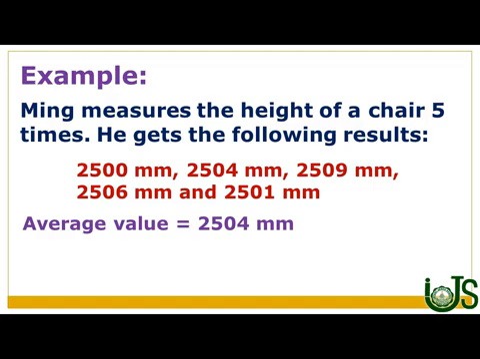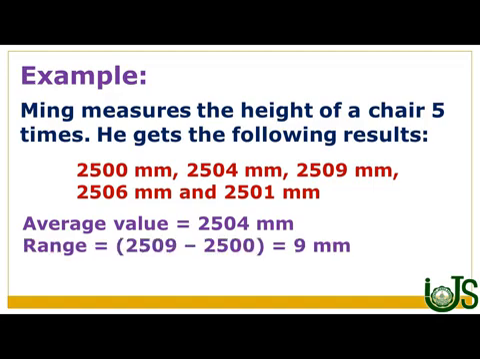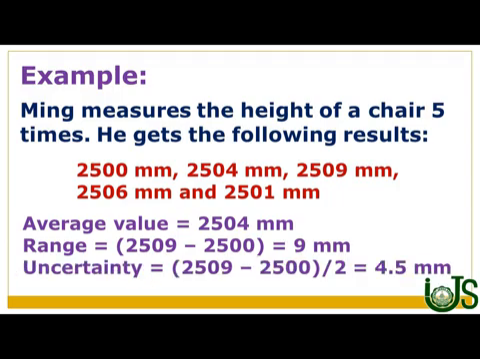And then after that, before getting the uncertainty, you need to get the range. The range is the equivalent of the highest value minus the lowest value, which is equivalent to 9 millimeters. Now get the uncertainty by dividing the range by 2. So your answer will be 4.5 millimeters.